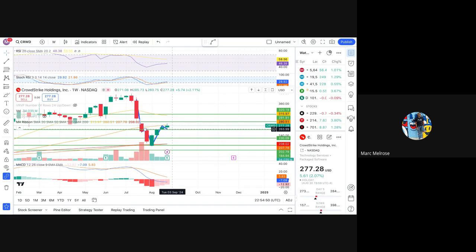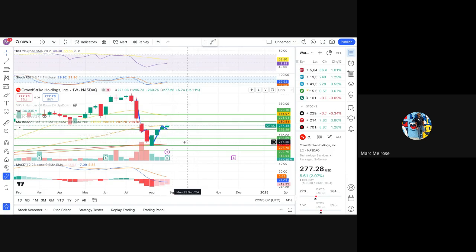So if CrowdStrike was to break above our resistance at 290, we could be seeing this get to about 320. And if it was to break below our current support, that's sitting at 260, the next place it's going to go and try to test is about 230, where we have it drawn.